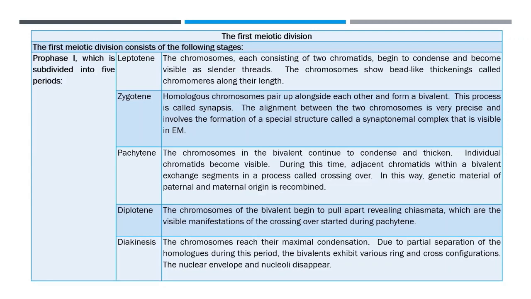At the last stage, diakinesis, the chromosomes reach their maximal condensation. Due to partial separation of the homologous chromosomes during this period, the bivalents exhibit various ring and cross configurations. The nuclear envelope and nucleoli disappear.